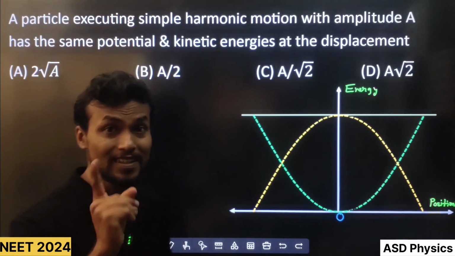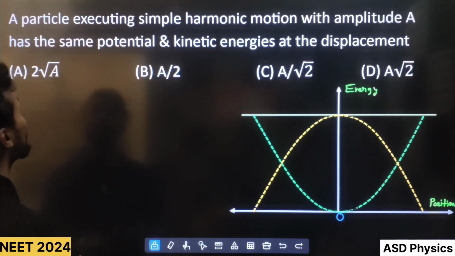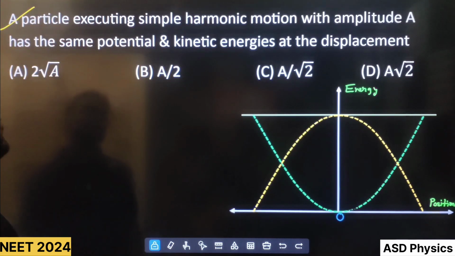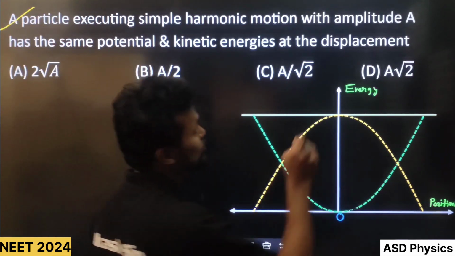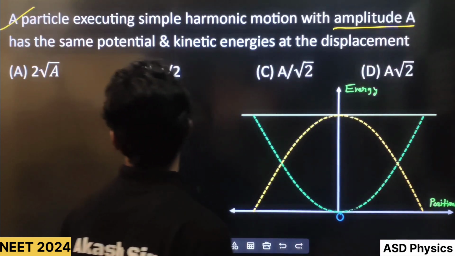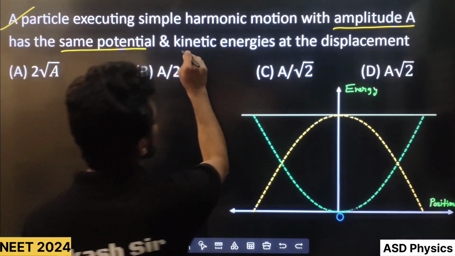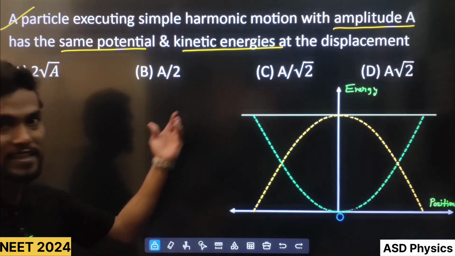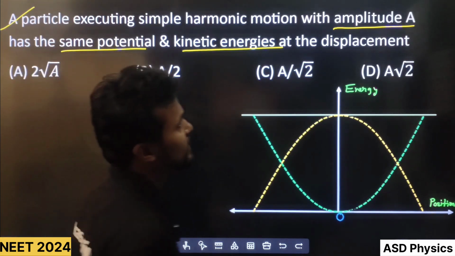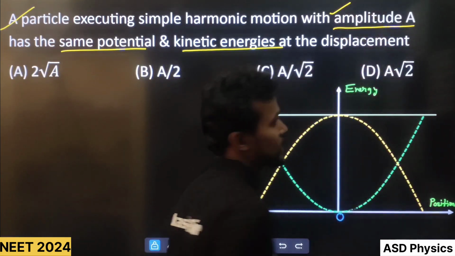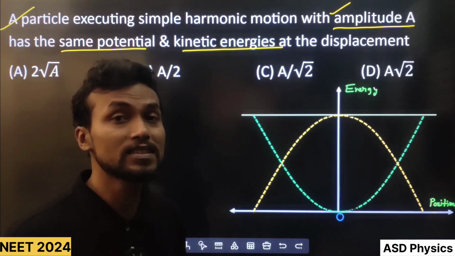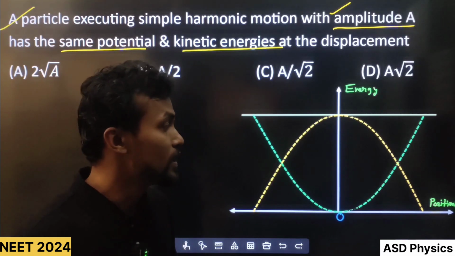Hope you're doing good. Let's learn the energy concept in oscillation. So the question is: a particle executing simple harmonic motion with amplitude A has the same potential and kinetic energy at the displacement. What is happening here? In the question they told the amplitude. Then what is the amplitude? Amplitude means maximum displacement from the mean position.